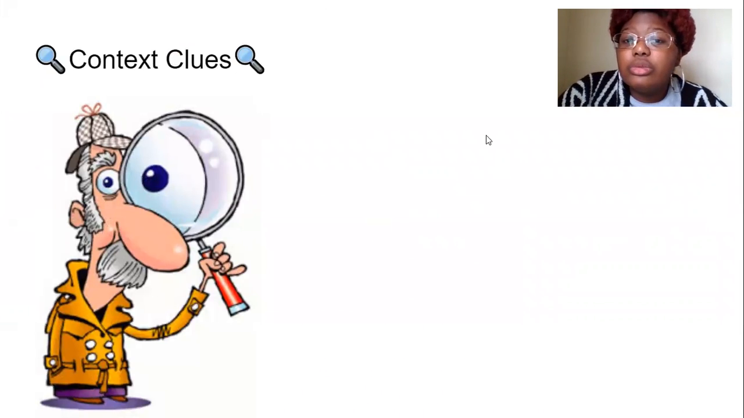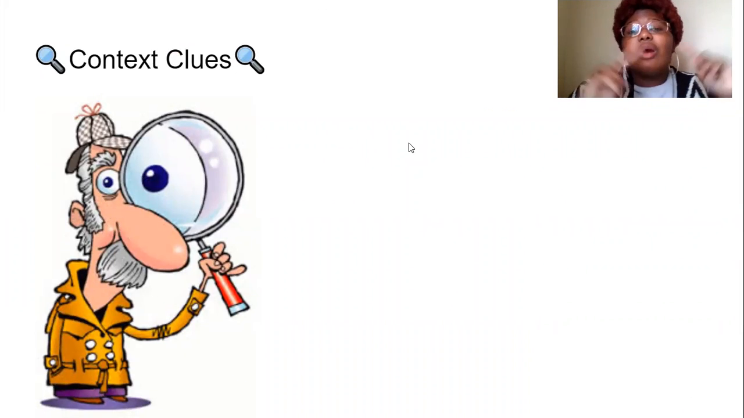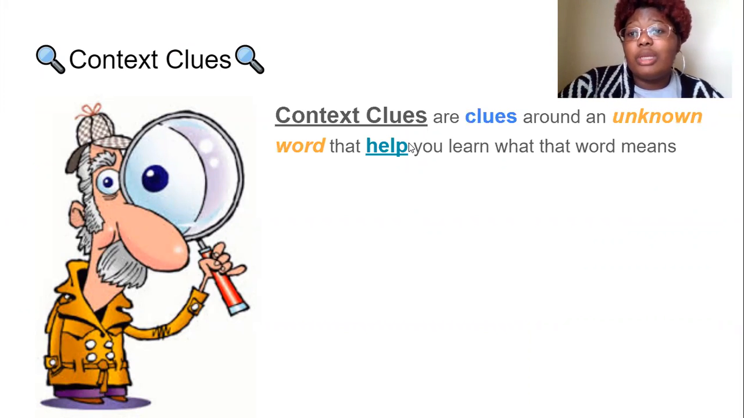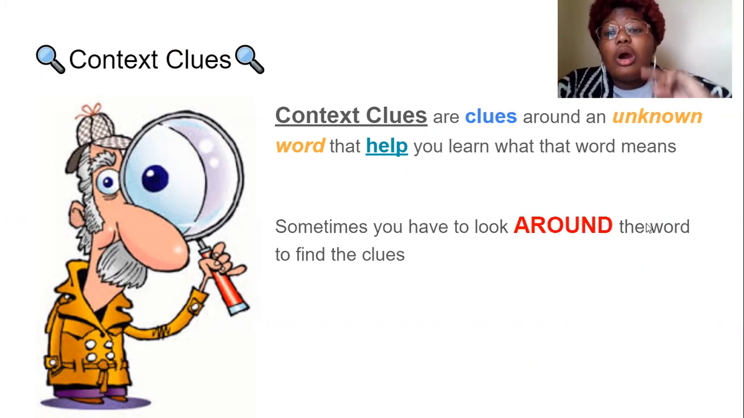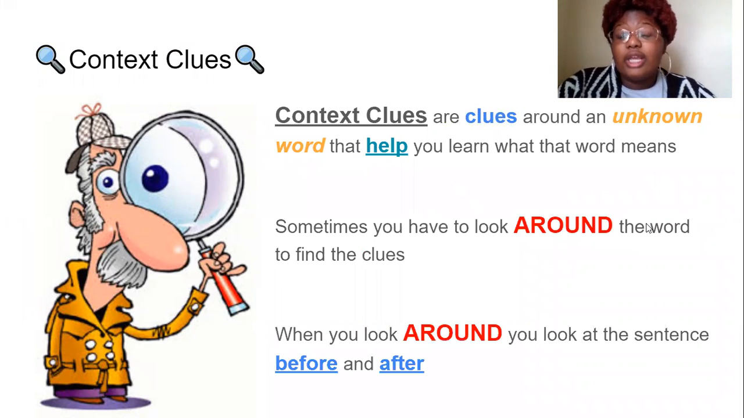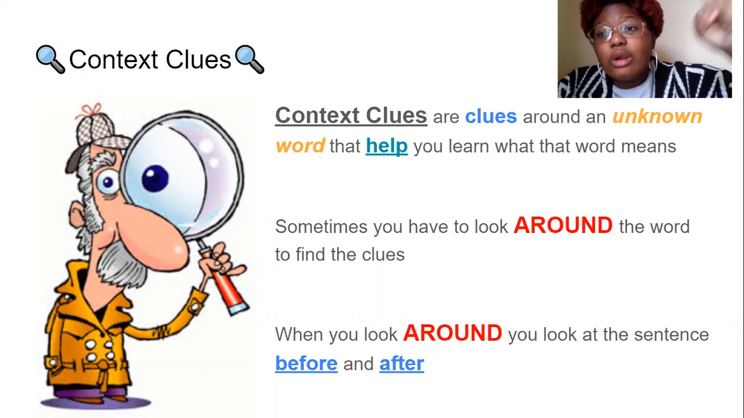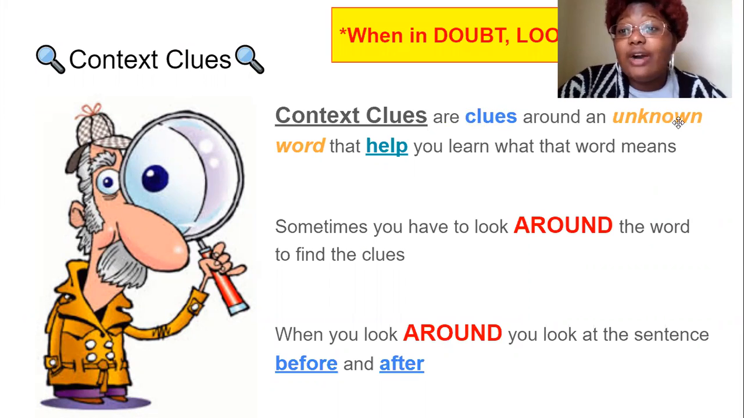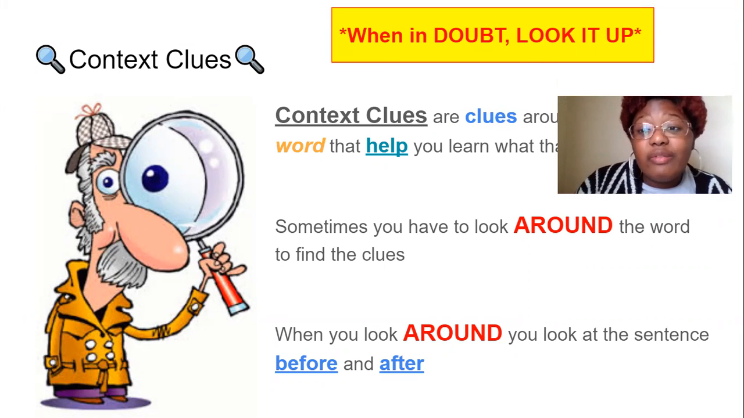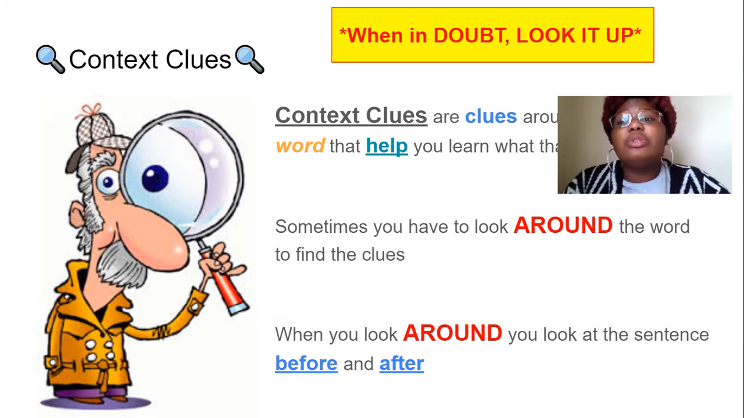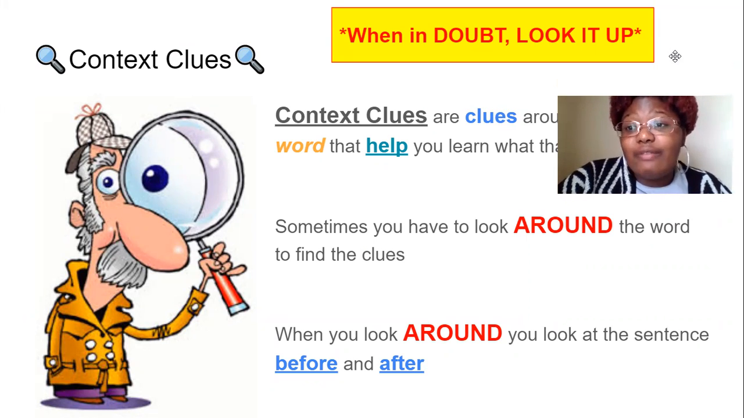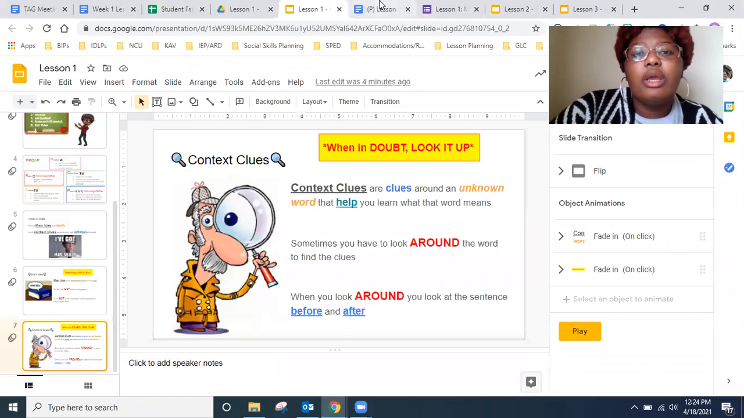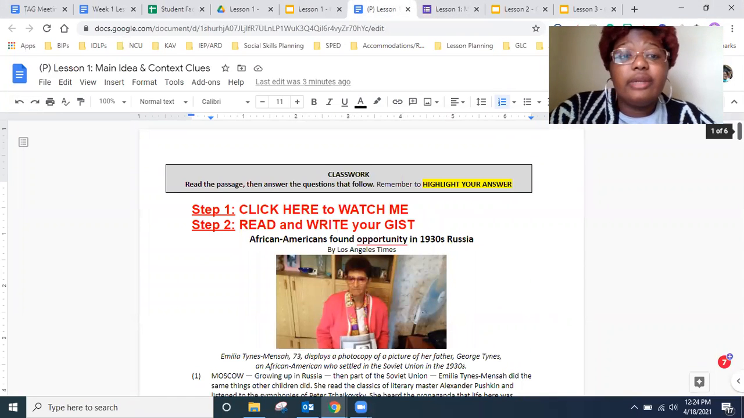Context clues are clues that are around an unknown word, and these clues help you learn what that word means. They can be in the sentence before or in the sentence after. When you have these questions and you're in doubt, just look the word up. Some of them give you a definition and a little dictionary, and some of them you have to find the definition. Let's use these strategies and skills in our work today. So let's go to our assignment for today.